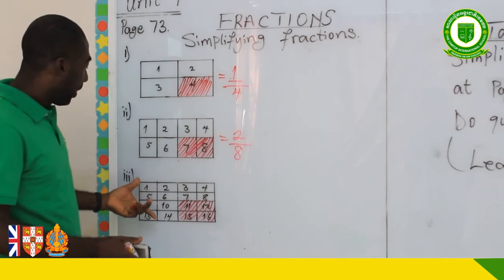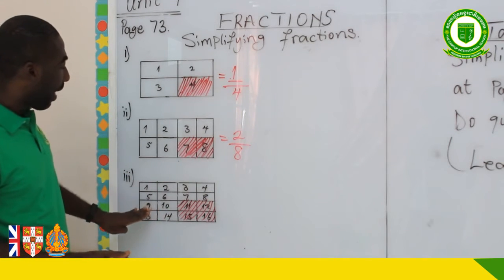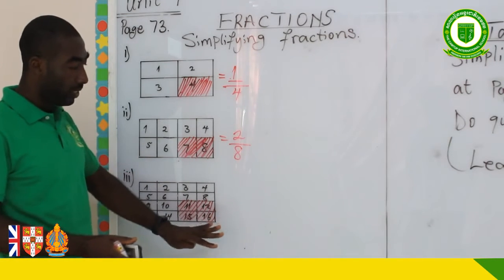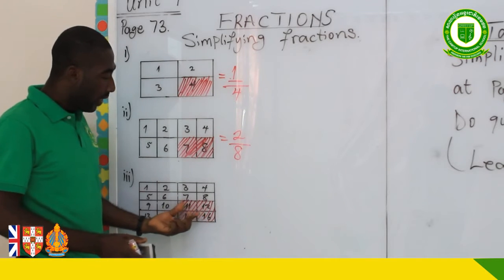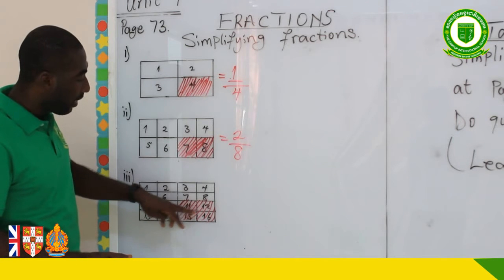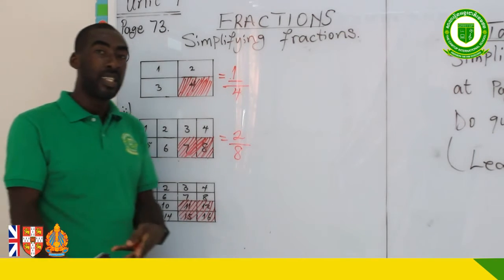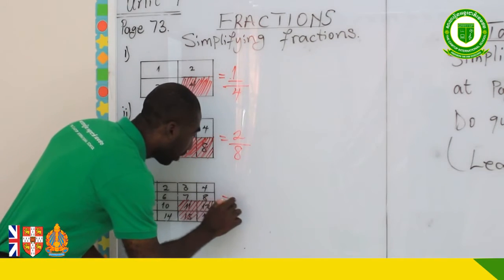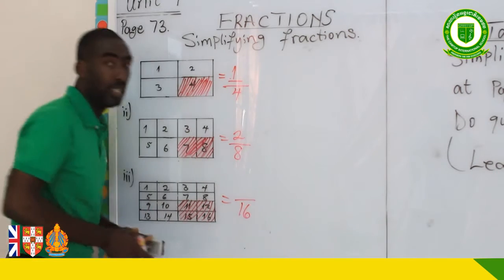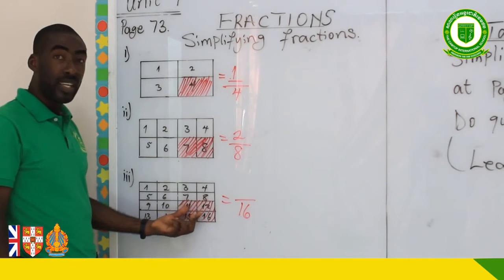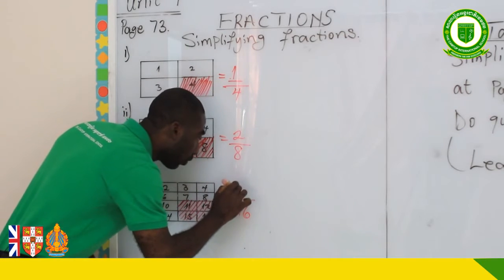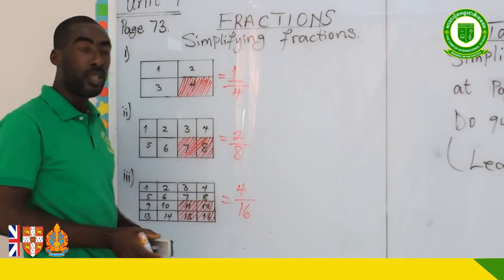Okay. The same one whole, this time around, has been divided into 16 sections. So we are looking at a portion that has been shaded red. If you look at our diagram, we have shaded 4 parts out of the 16. So the total of our division here becomes 16. But how many have we shaded here? We have shaded 4 portions. Okay, so we'll put our 4 portions here.